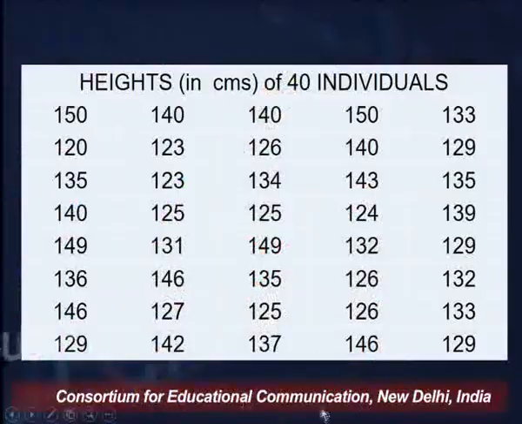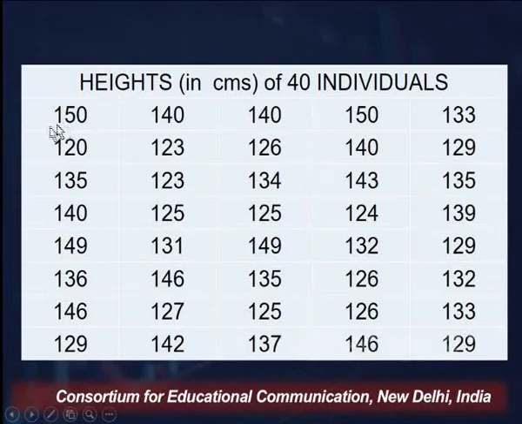So to take an example, suppose I have collected data on the heights of 40 individuals, and the heights look like this. There are 40 individuals here, their heights are in centimeters. Now notice that here, as I told you, first we have to look at the minimum value.